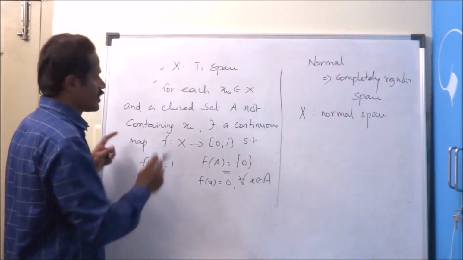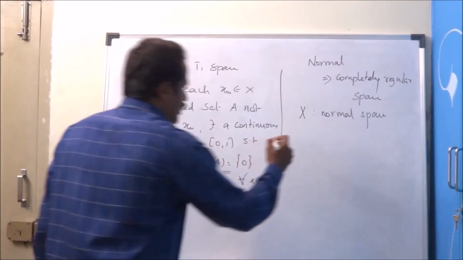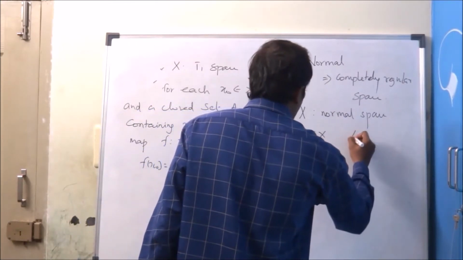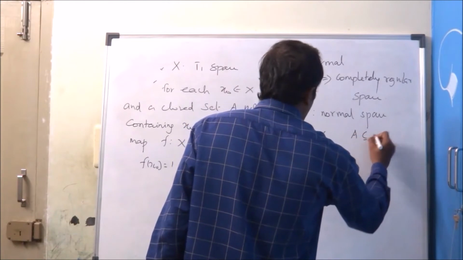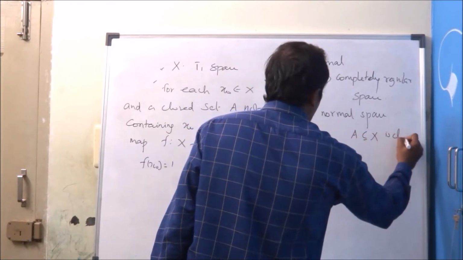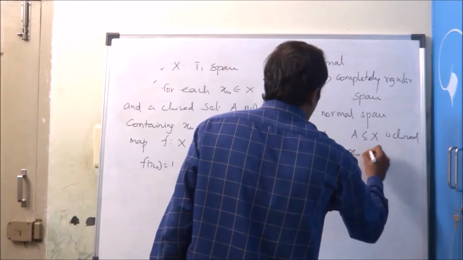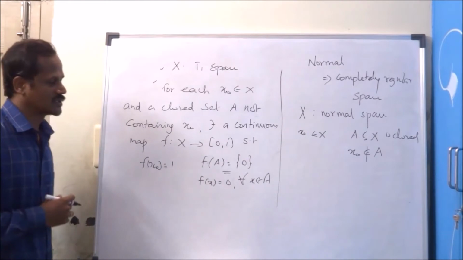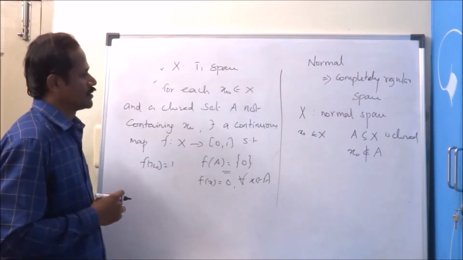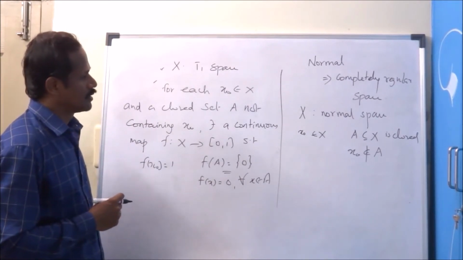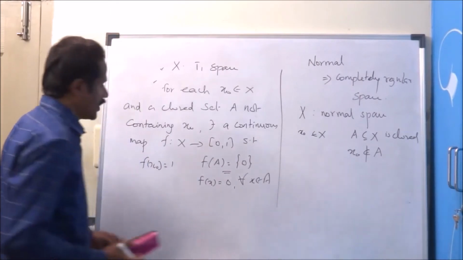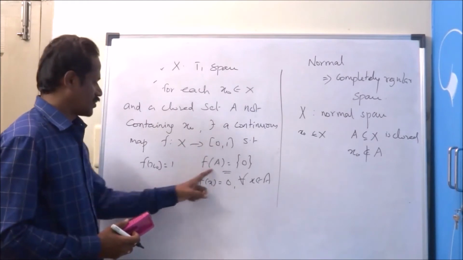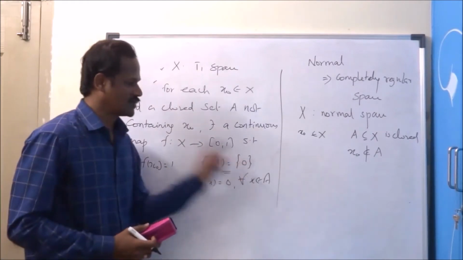Now to prove this, you take arbitrarily the point x0 in X and a closed set A in X, such that x0 is not a point of A. Now, we have to establish a continuous map f from X to [0, 1] with this property: f of x0 equal to 1 and f of A equal to singleton 0.